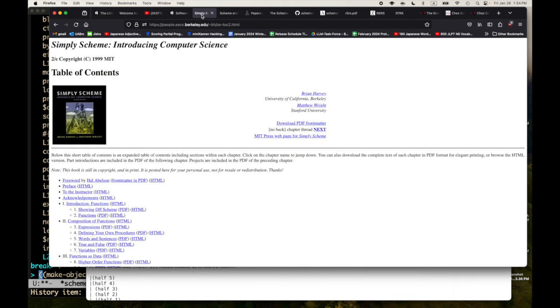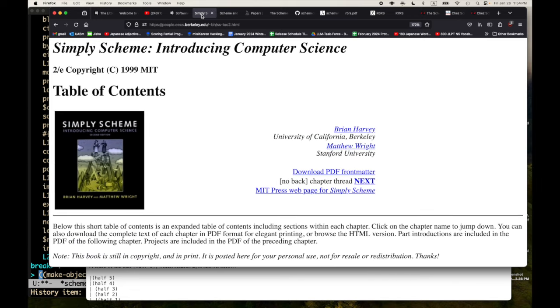If you want something closer to a traditional textbook, there's Simply Scheme by Brian Harvey and Matthew Wright. You can see the second edition is from 1999, so it's a quarter of a century old. Scheme has changed, but the basic ideas will be similar. There are some other introductory textbooks on Scheme. You'll find most of them are kind of out of date in terms of the specific language features, but the important thing is how you think about the language. You can learn about the new variants of Scheme over time.